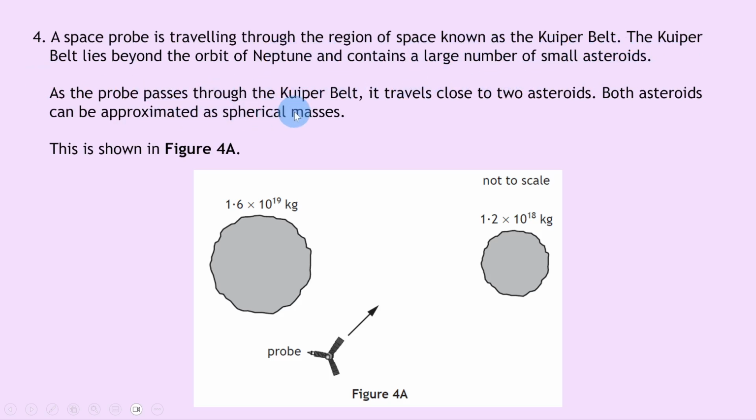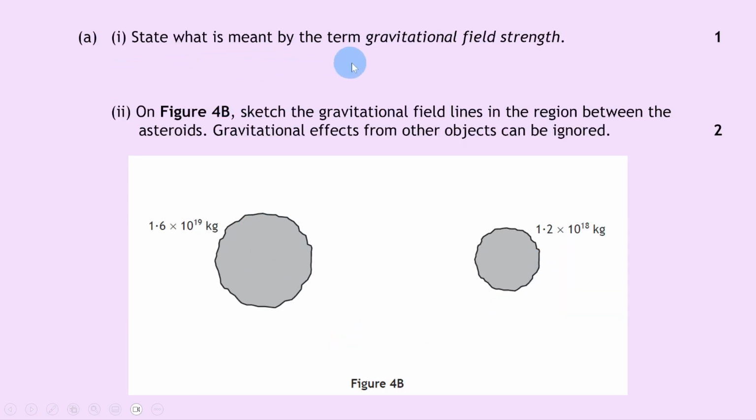As the probe passes through the Kuiper Belt, it travels close to two asteroids. Both asteroids can be approximated as spherical masses. This is shown in figure 4a. So there's the probe and there's the two asteroids of different masses. Part 1 says state what is meant by the term gravitational field strength, and there's one mark available here.